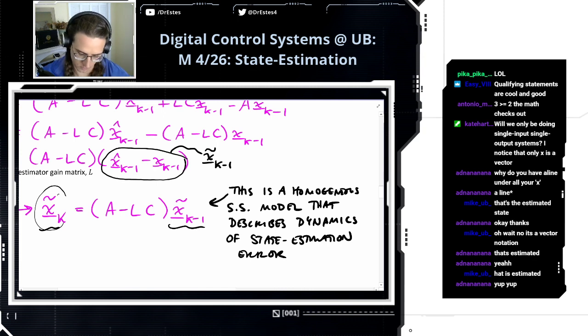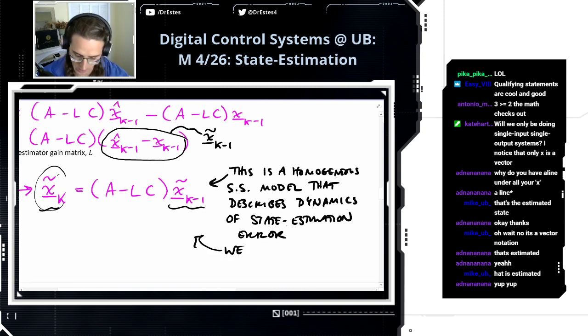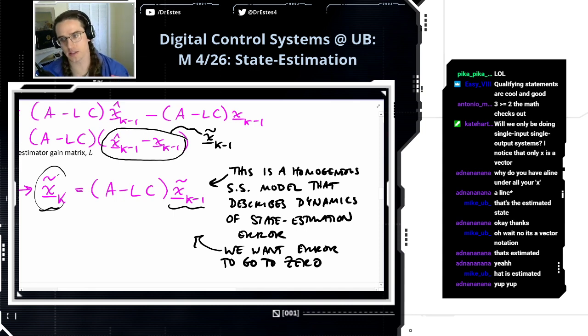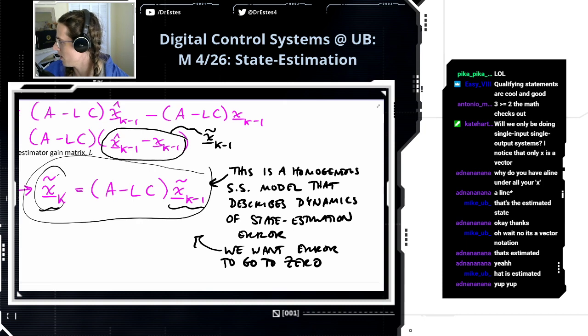So we obviously want error to go to zero. We want our estimated states to approach our true states because our control input depends on the states, and so we want to provide the best estimate of the states that we can. How do you know if this equation is stable, unstable, if it goes to zero, etc.? Based on your expert knowledge now in discrete linear system dynamics, how do I know if these dynamics go to zero, if they're stable, whatever?